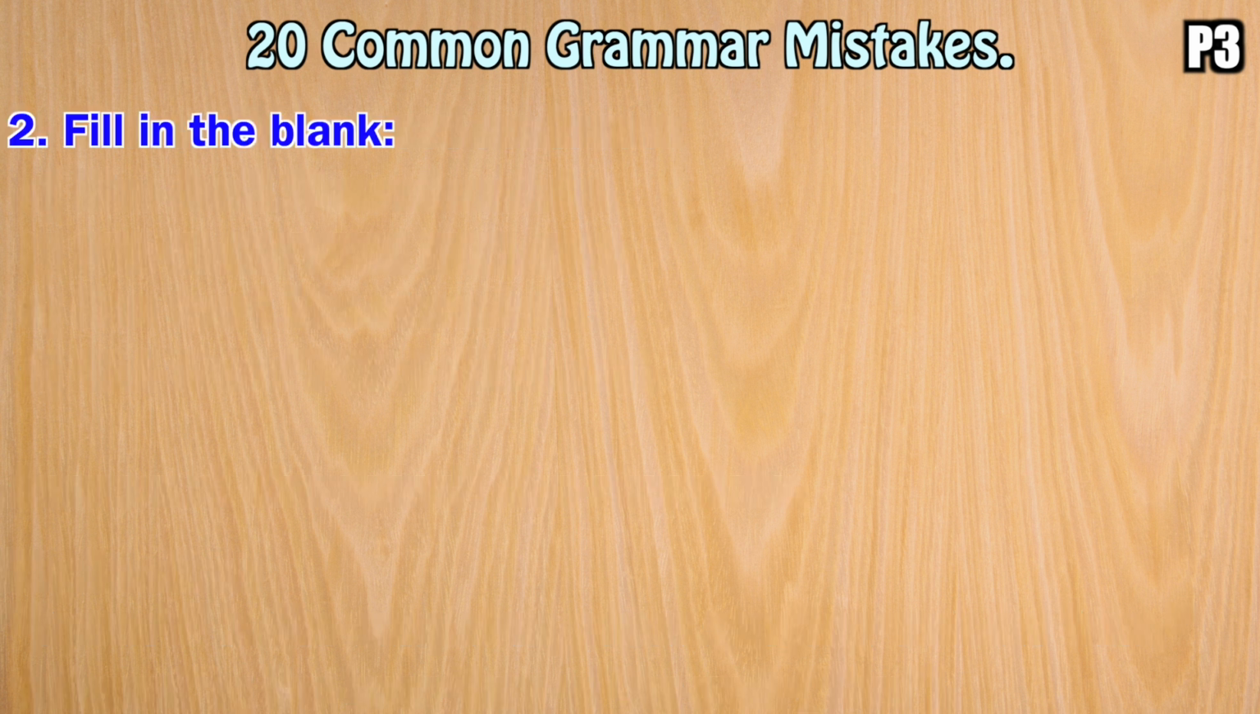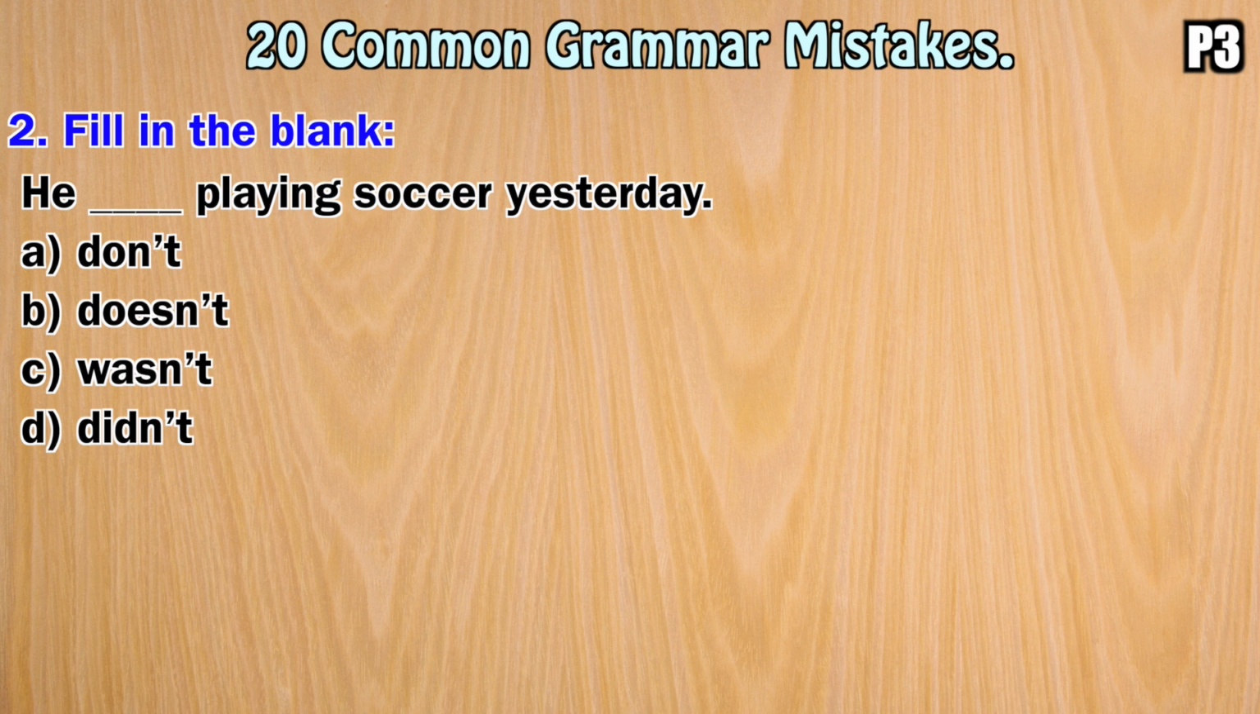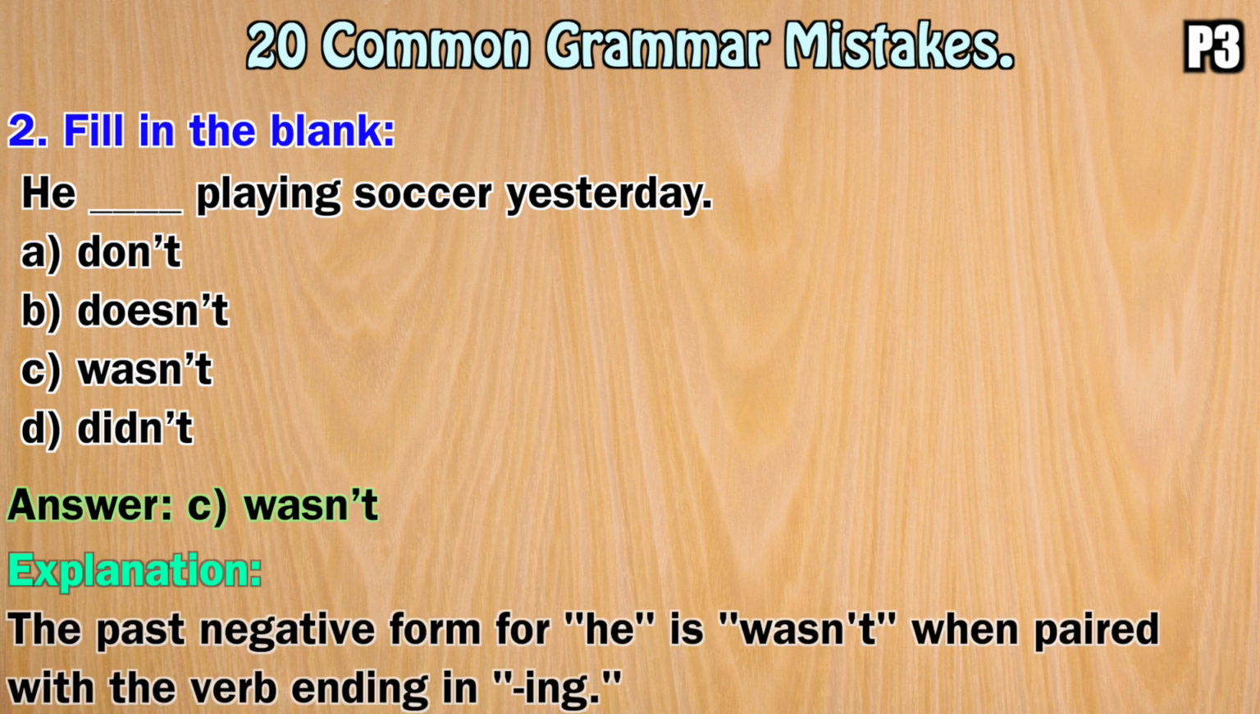2. Fill in the blank. He, playing soccer yesterday. A. Don't. B. Doesn't. C. Wasn't. D. Didn't. Answer. C. Wasn't. Explanation. The past negative form for he is wasn't when paired with the verb ending in ing.